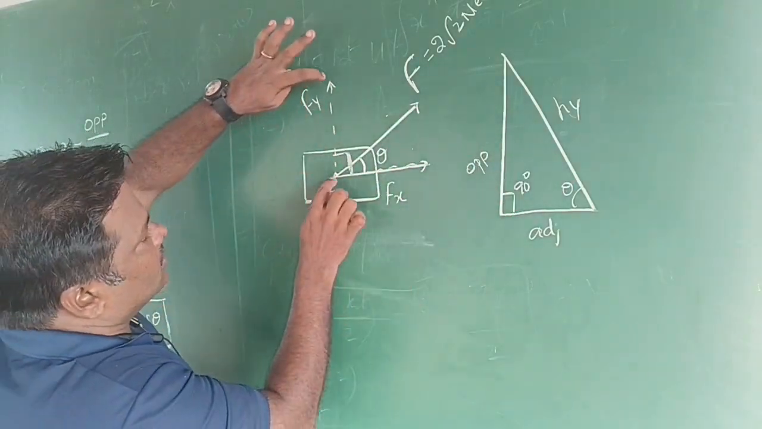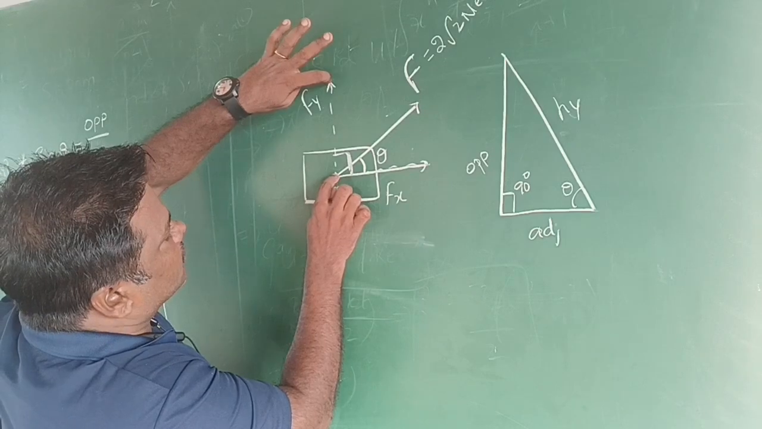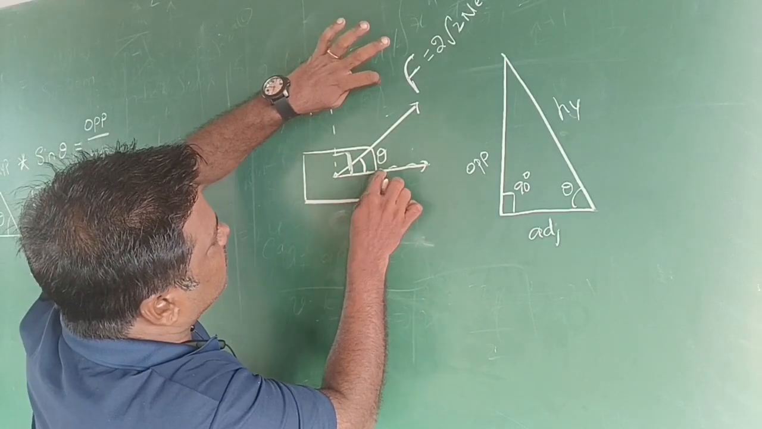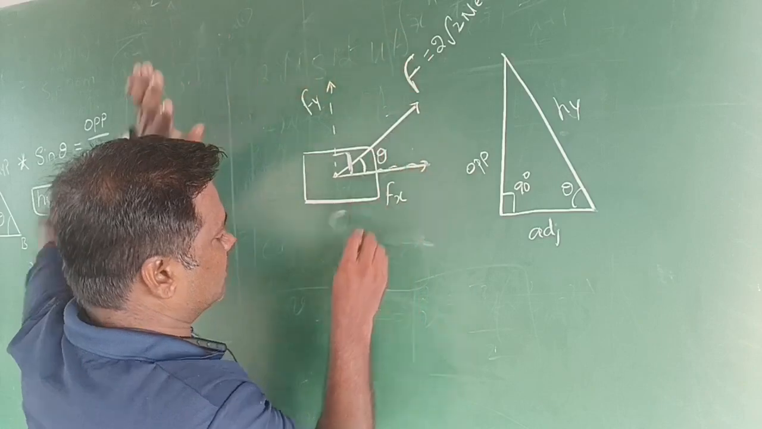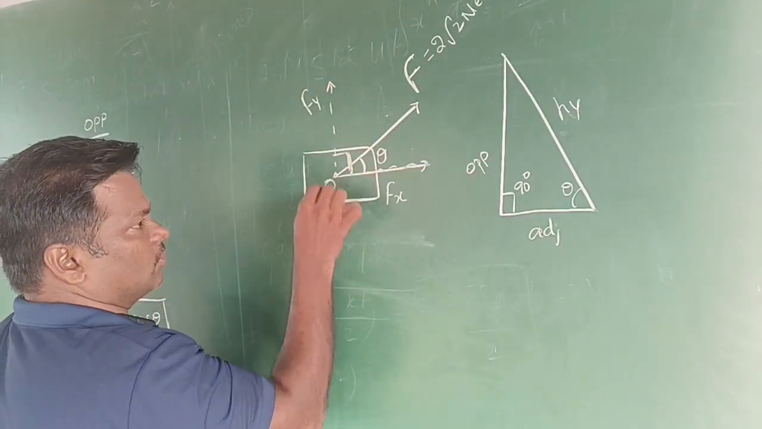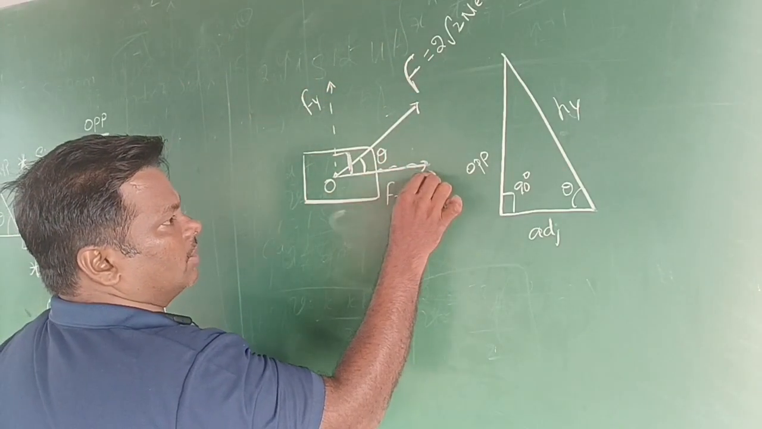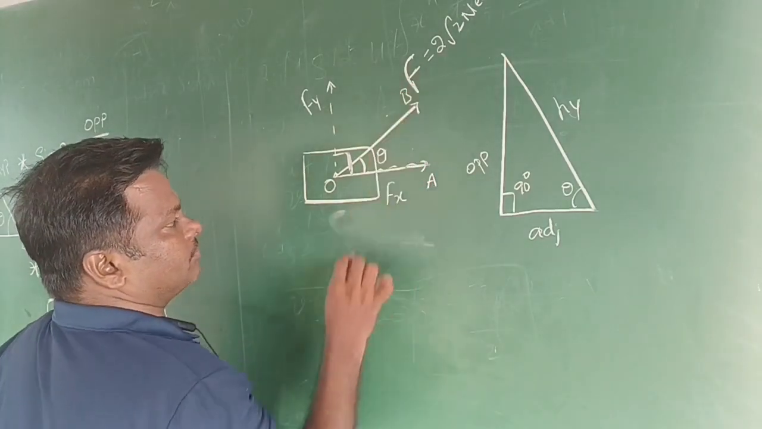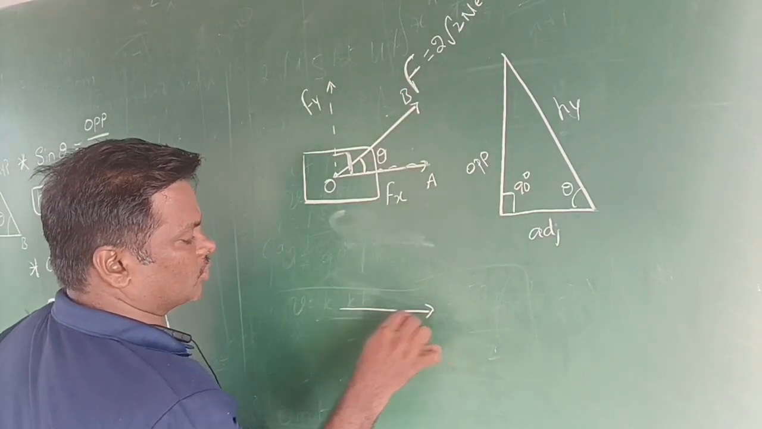This is the vertical component of force. Now, just bring it. This is O, this is A and this is B. OA is drawn here.